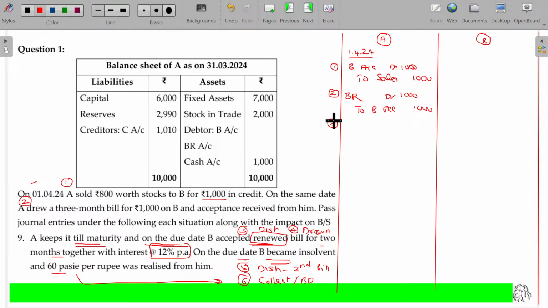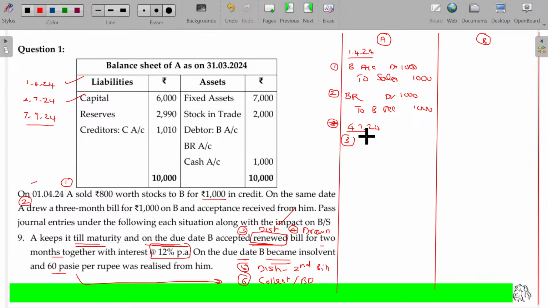Third entry, the bill is renewed on maturity. So 1/4/24 is the first bill date. The maturity date of the first bill is 4/7/24, and the maturity date for the second bill is another 2 more months, so 7/9/24. We have completed this date, so we now go for 4/7/24. On this date, pass the entry for dishonor.